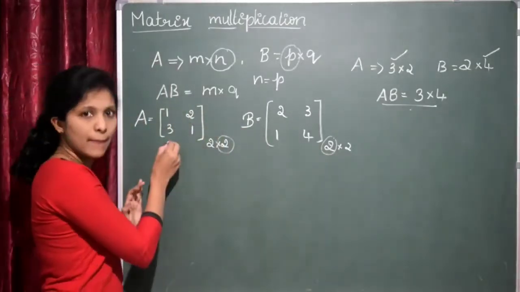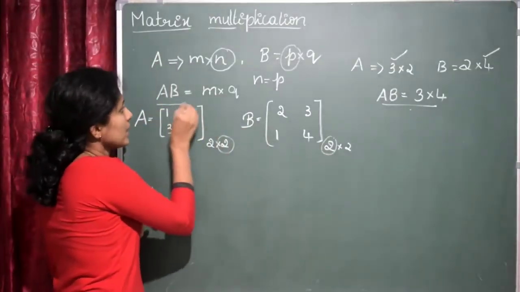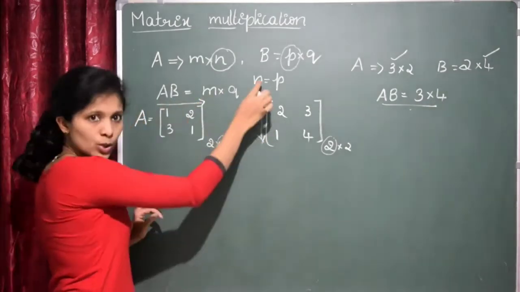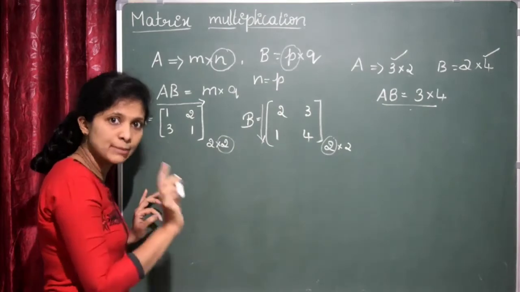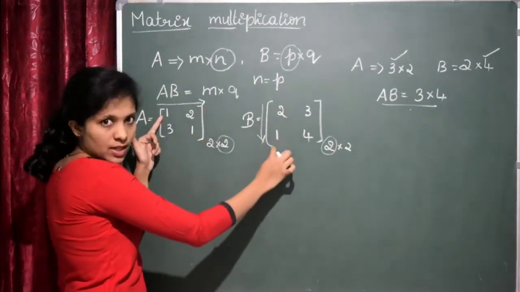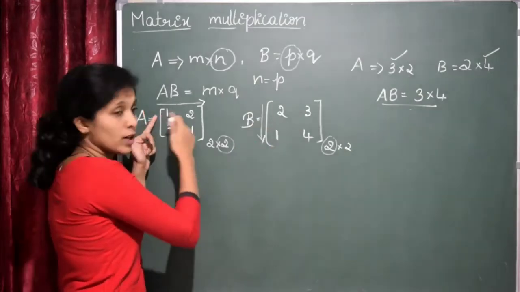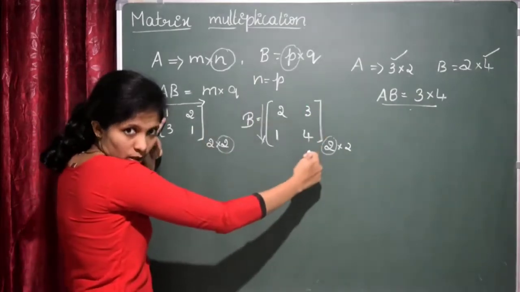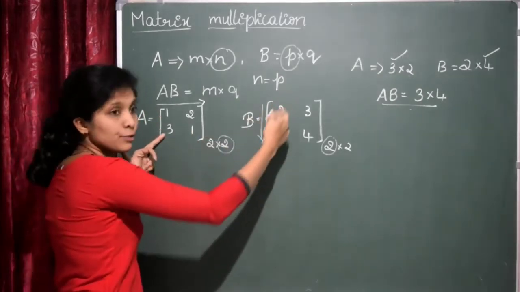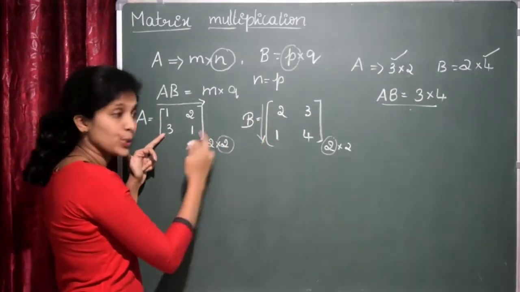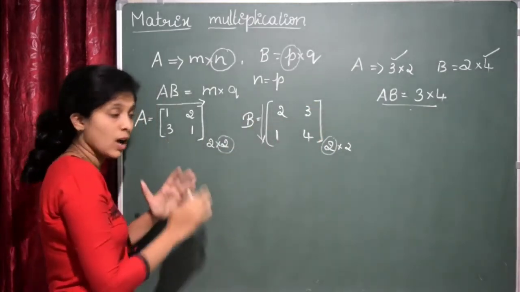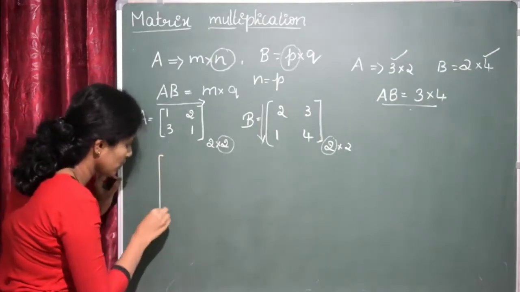Remember this. Matrix multiplication is nothing but row to the column. The first element will be the first row with the first column. The second element will be the first row with the second column. Is it clear? The third element will be the second row with the first column, then the second row with the second column. I hope you understood this. Now I'll explain how to multiply this.